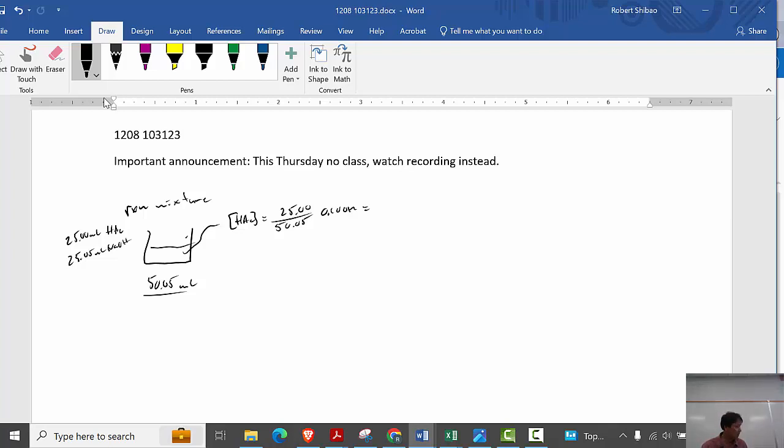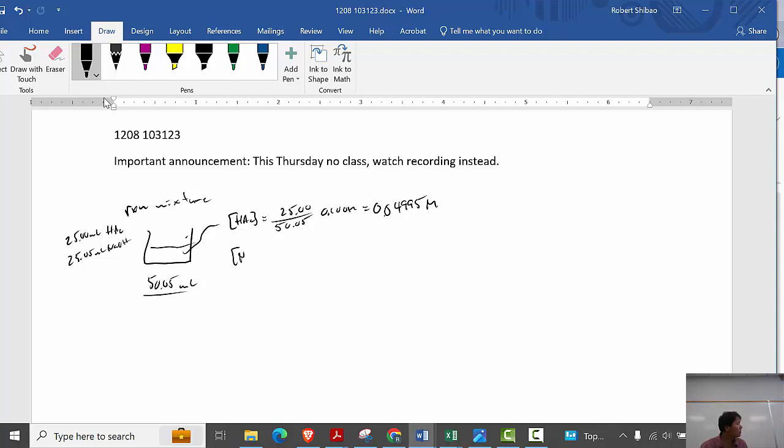Divided by 50.05 times 0.1. And that gives us 0.04995. Just go with 4 digits here to go one extra.